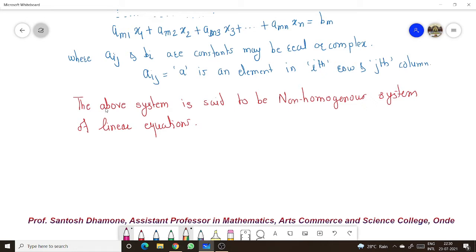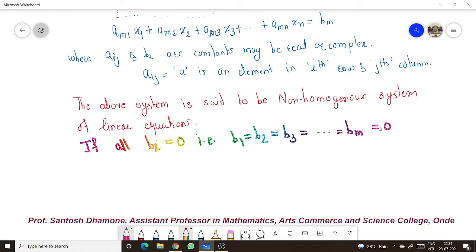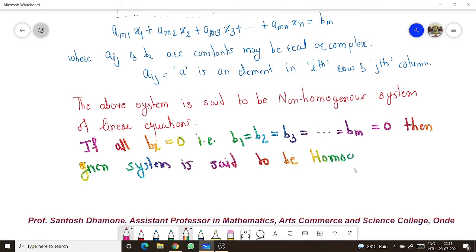If all bi are equal to 0, that is b1 is equal to b2 is equal to b3 is equal to up to so on is equal to bm is equal to 0, then the given system is said to be a homogeneous system of linear equations.